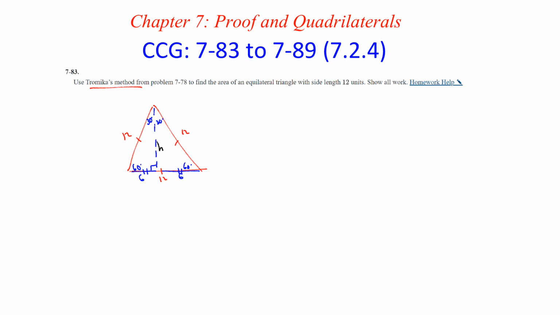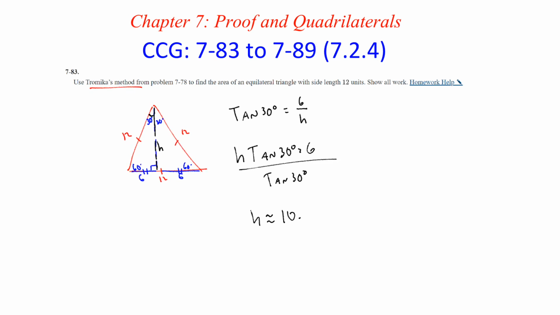We can do that by using our tangent ratio. So we're going to use tangent of 30 degrees. So we'll use this angle right here. It is opposite, which is 6, over adjacent. And that will be the height, or this length right here. And so we need that to find the area. So we'll multiply both sides by h. That's h times tangent of 30 degrees is equal to 6. And then we can divide both sides by tangent of 30 degrees. So h will approximately be 10.39. Since we have to use that to find the area, I want to get at least a little bit more accurate.